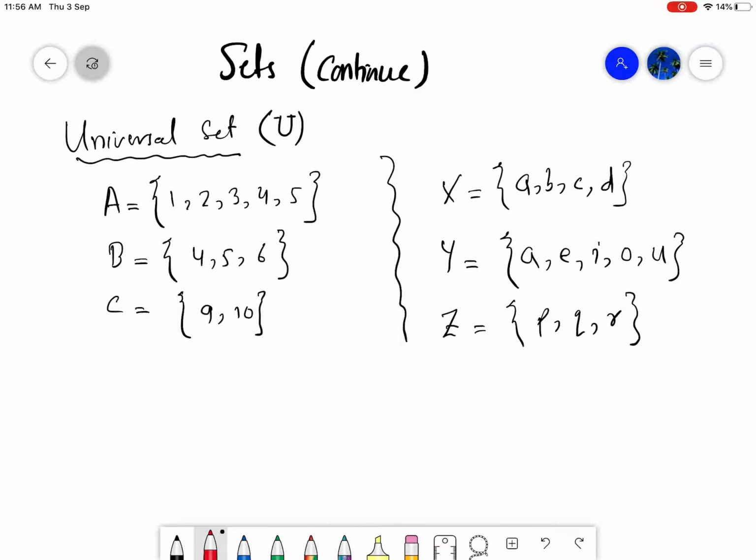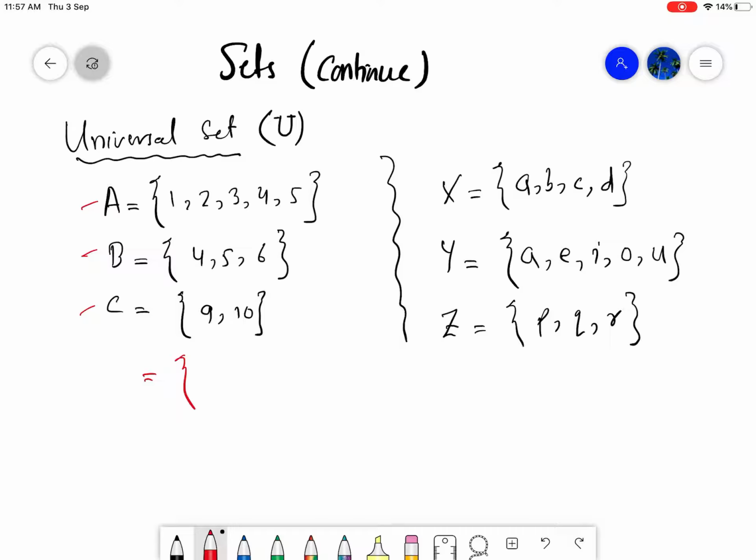Okay, here we are going to look into the definition of universal set. You can see here we are going to discuss two examples. So first example, there are three sets A, B and C. The elements of set A are 1, 2, 3, 4, 5. Set B is 4, 5, 6 and set C is 9 and 10.